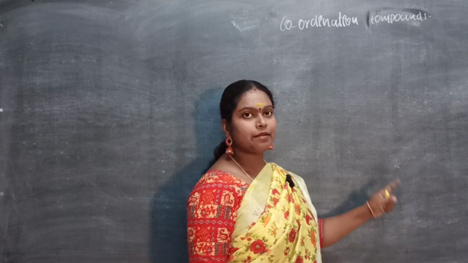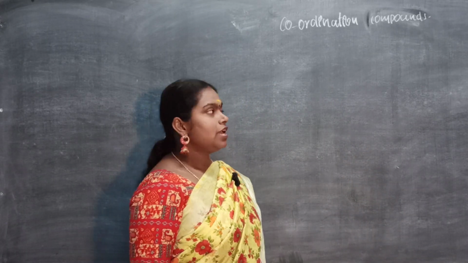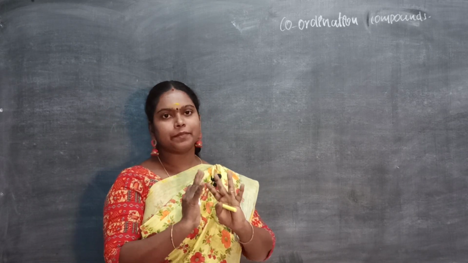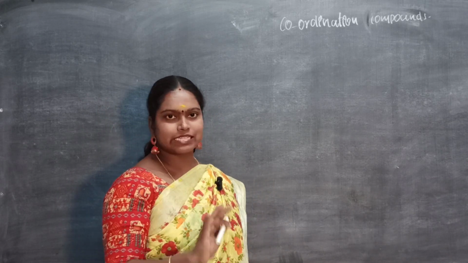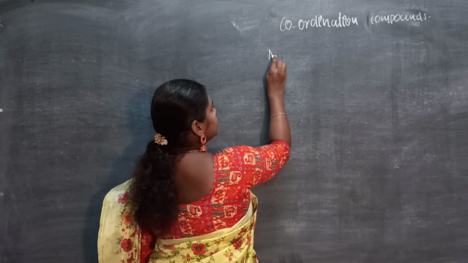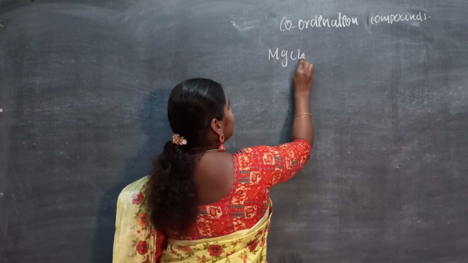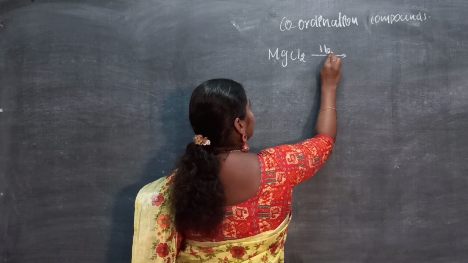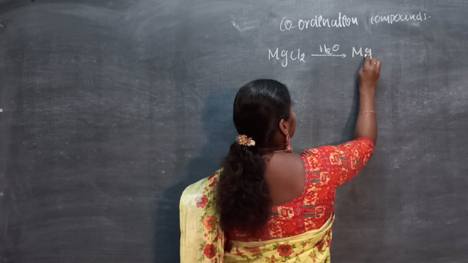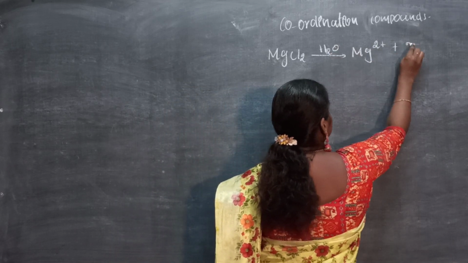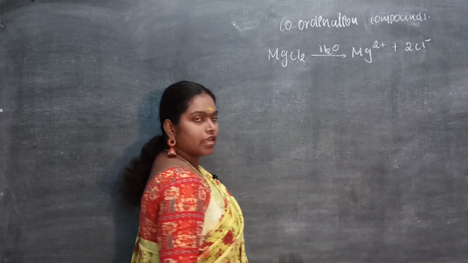Today we are going to start the chapter, it is coordination compounds, right? இப்போ coordination compounds எதுக்கு எப்படி நேம் வந்தது அப்படின்னு பார்த்தோம் அப்படின்னா, say for example simple salt எடுத்துக்கிறோம். If it is magnesium chloride that is dissolved in water, that will be dissociated as magnesium 2 plus and 2Cl minus. Okay, right.